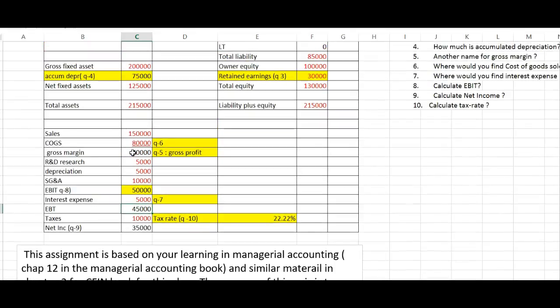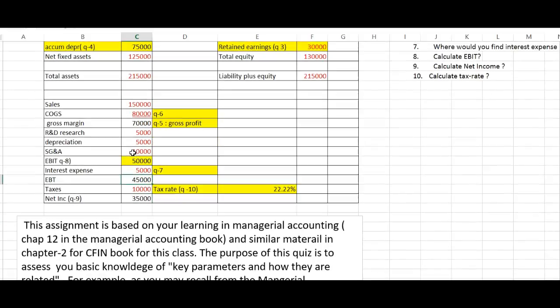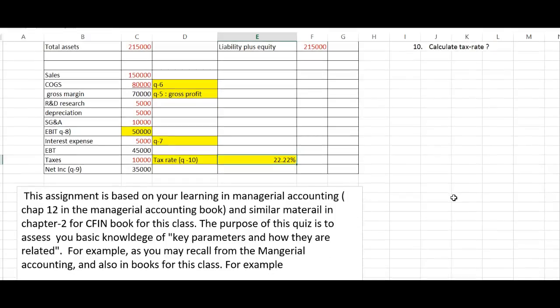And then the next question, I think, was to calculate the net income. They gave us the taxes. We can get the net income, and the tax rate will be taxes paid on earnings before taxes. So taxes paid is going to be 10,000 divided by 45,000, and it will be 22.22%. So I hope this is helpful.